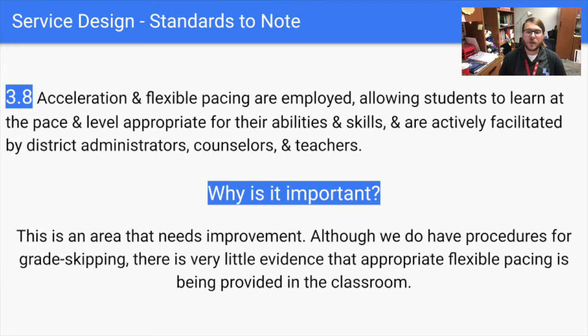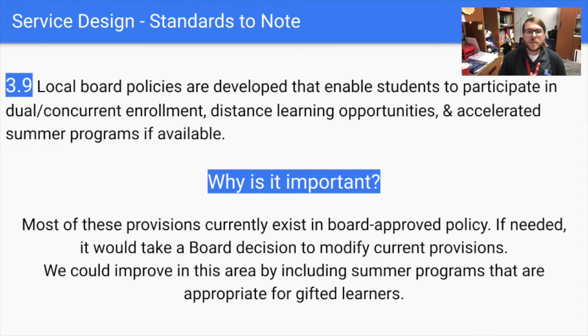That's really important. All right, 3.9 demands board policy for dual and concurrent enrollment, distance learning opportunities, and accelerated summer programs if available. So the key word there is if available. We do have policy in the areas of dual and concurrent enrollment and distance learning opportunities, and we don't have accelerated summer programs. Accelerated in the sense of GT being like these are courses that allow students to move faster through the curriculum and graduate early, things like that in the summer, specifically for our gifted learners.